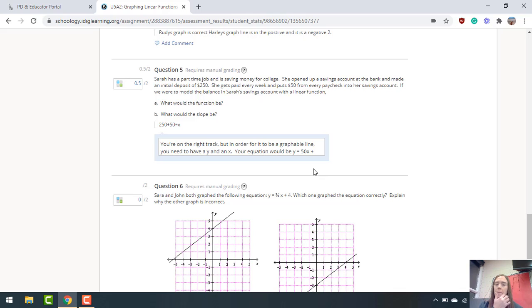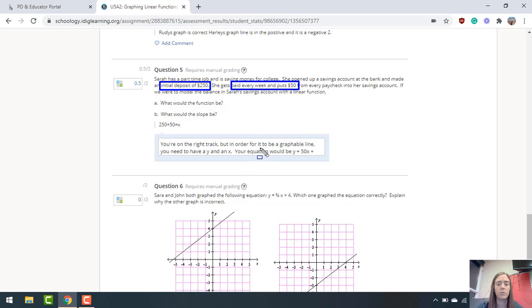Okay, on here, says Sarah has a part-time job and is saving money for college. She opened up a savings account and made an initial deposit of $250. Okay, so anytime you're talking about your starting point, so right here, her initial deposit of $250, that's going to be like your y-intercept. Okay, that's your starting point. And then she gets paid every week and puts $50 in. So that's going to be your slope. So it's going to be $50 for 1 week. Okay, so it'd be like 50 over 1.